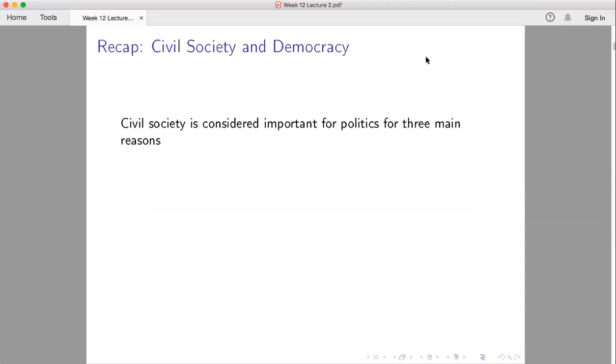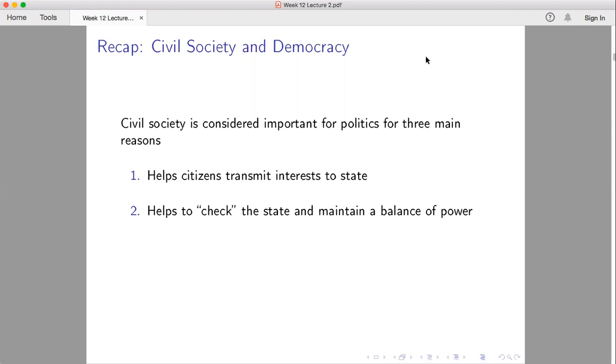So now to get into things, just to recap what we did last class. Last class, we looked at civil society and democracy and the relationship between the two, and we determined that civil society was important for us to look at for three main reasons. One of which is that civil society helps to aggregate interests of citizens upward to the state. Civil society organizations can serve as advocacy organizations that help us to transmit our preferences more effectively to our representatives in politics. It can also serve as a check on the state.